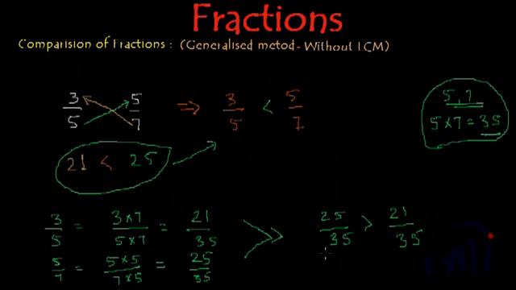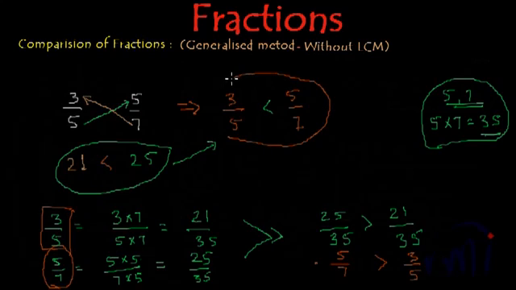So the simplest format of these fractions, which were originally 5 by 7 and 3 by 5, will also have the same relation. So from here also we have got 5 by 7 is greater than 3 by 5. And this is what we have got here also by using this method. Right? Yes. So actually what are we doing over here?